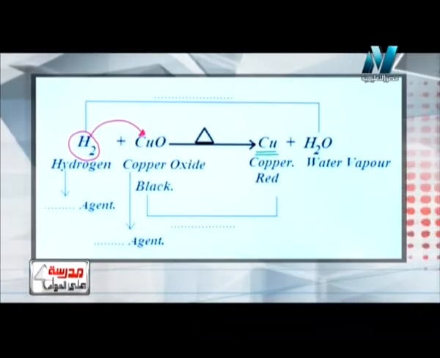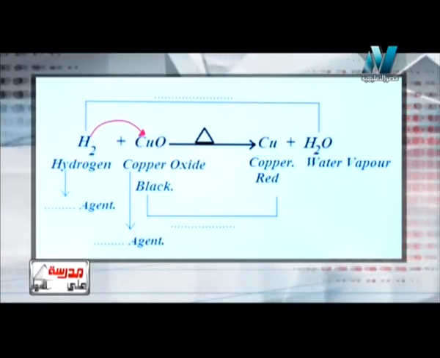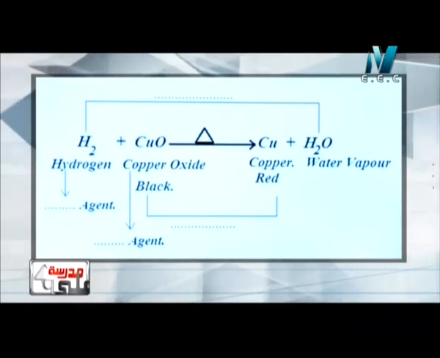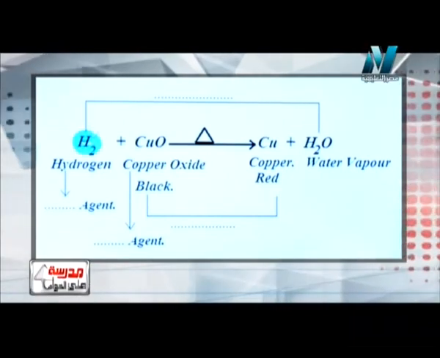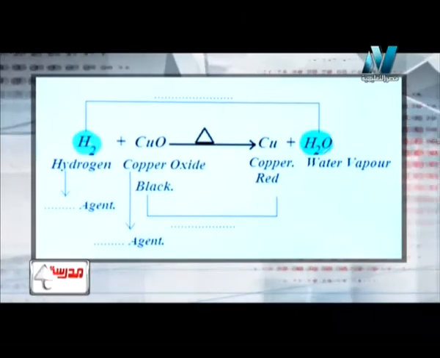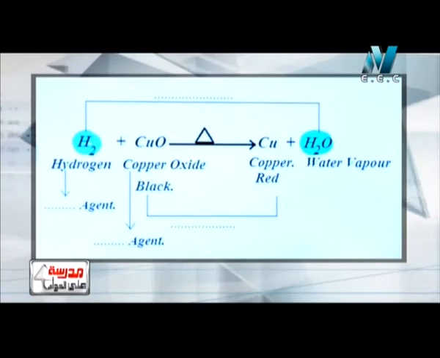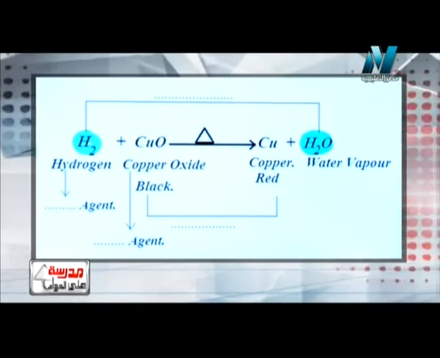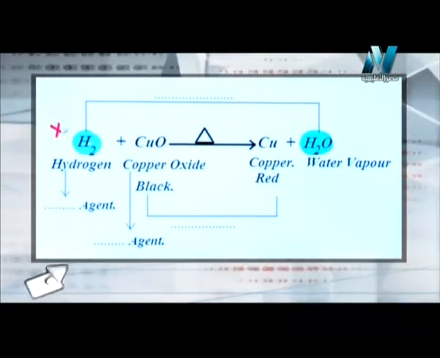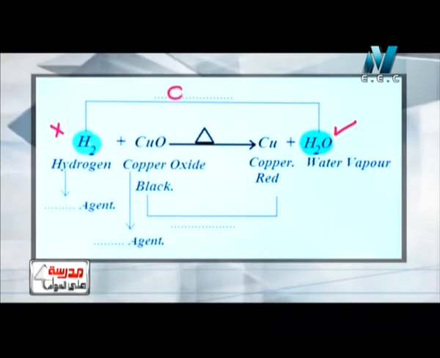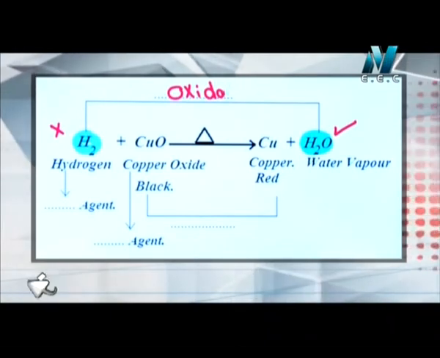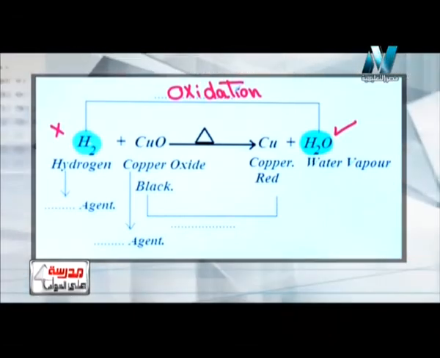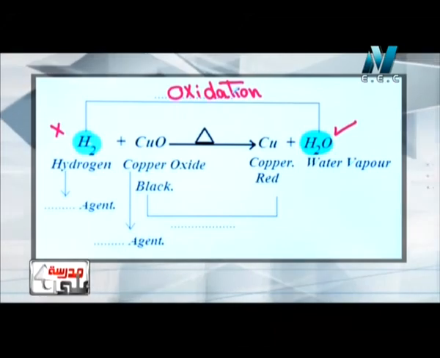So in the first step here, the hydrogen element changes into what? Changes into water. So here we have oxidation or reduction? The percentage or the ratio of oxygen increases or decreases? Here we have no oxygen, and here we have oxygen. So we have oxidation. Because what is meant by oxidation? Oxidation is the process in which the ratio or the percentage of oxygen increases.